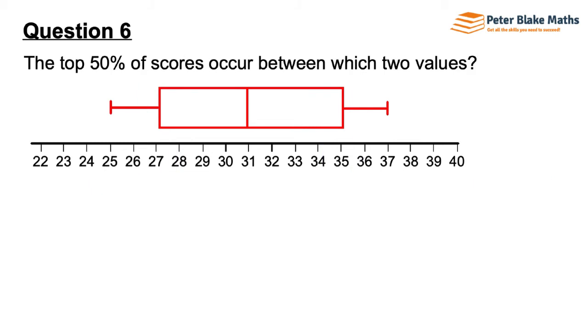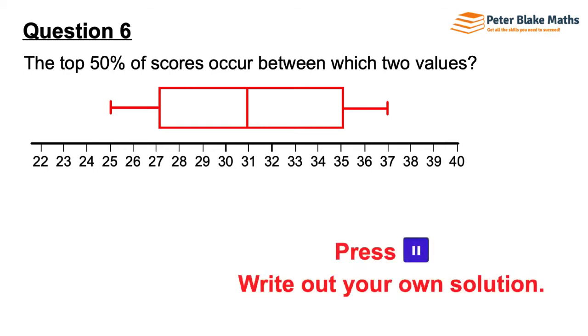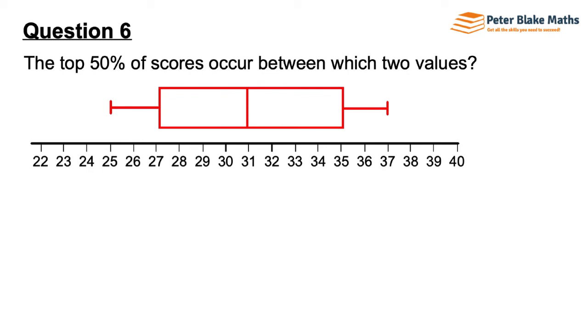Question 6. The top 50% of scores occur between which two values? There are 25% of the scores in that first section of the box plot to the left of the rectangle. There are 25% of the scores in that left-hand section of the rectangle, in the right-hand section, and in the last section as well. So a box plot breaks up scores into quarters, really.